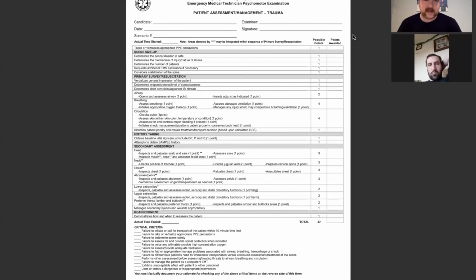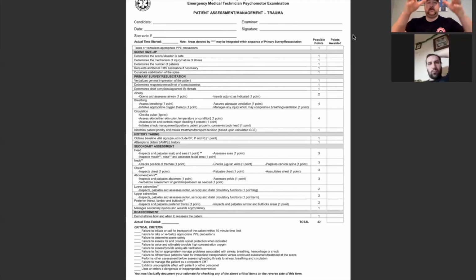So as we do our secondary assessment, in fact, before we go there, since he is altered, we're going to check his blood sugar to determine whether or not it's hypoglycemia as part of that. And we get a blood sugar back of 88, which is within normal limits. So we're going to rule hypoglycemia out.